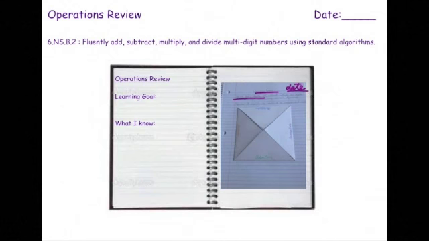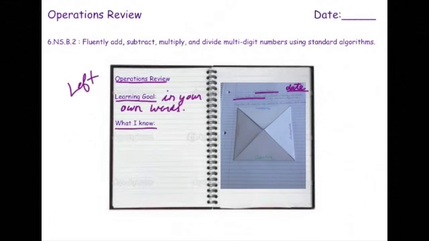On your left side page, remember, you do want to make sure that you've rewritten the title, and you've written the learning goal in your own words. Also, you want to write about what you already know in terms of operations. In order to do this, think about the Common Core standard. Think about fluently adding, subtracting, multiplying, and dividing multi-digit numbers. Multi meaning more than one.